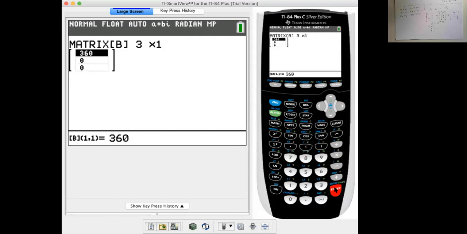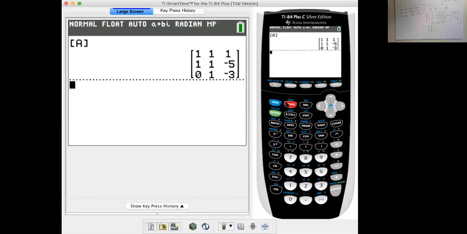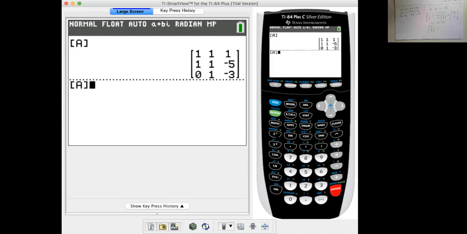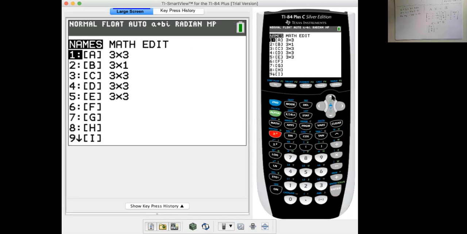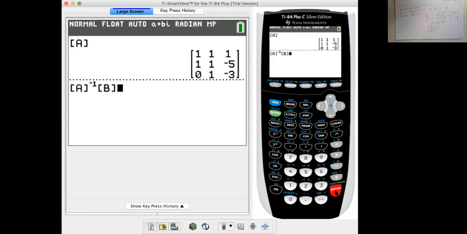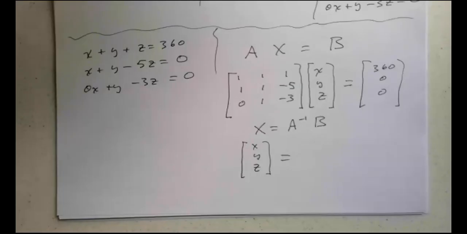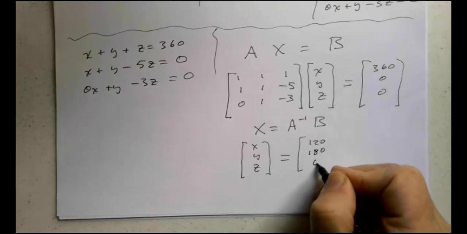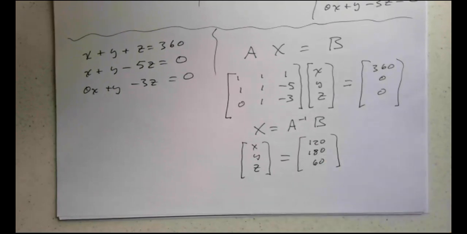And then my answer should be A inverse B. So pull up matrix A. The inverse button is here, x to the negative 1. A inverse times matrix B. Second matrix B, enter. And we hope we get x is 120, y is 180, z is 60. Do I? Sure do. 120, 180, 60. So that's a way for me to solve that with matrix inverses.